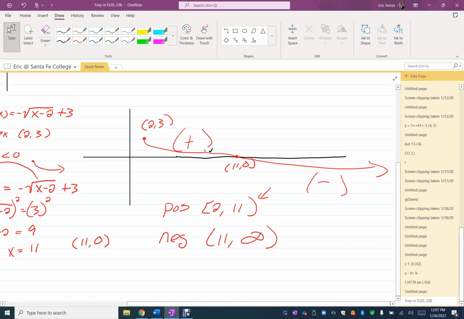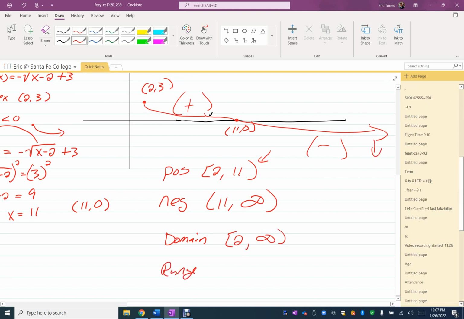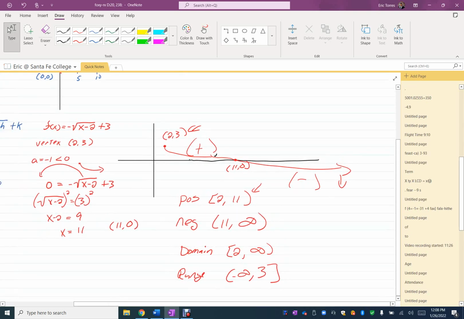My domain, I can give you that. So my domain is all the possible x values. This starts at an x value of 2 and goes to the right forever. I can also give you my range. Since I know that this is going down, my lowest value is going to be negative infinity, and the top y value is 3. So once I came up with the vertex and an appropriate graph, and found for this particular graph the 0, I was able to answer every conceivable question about the graph.